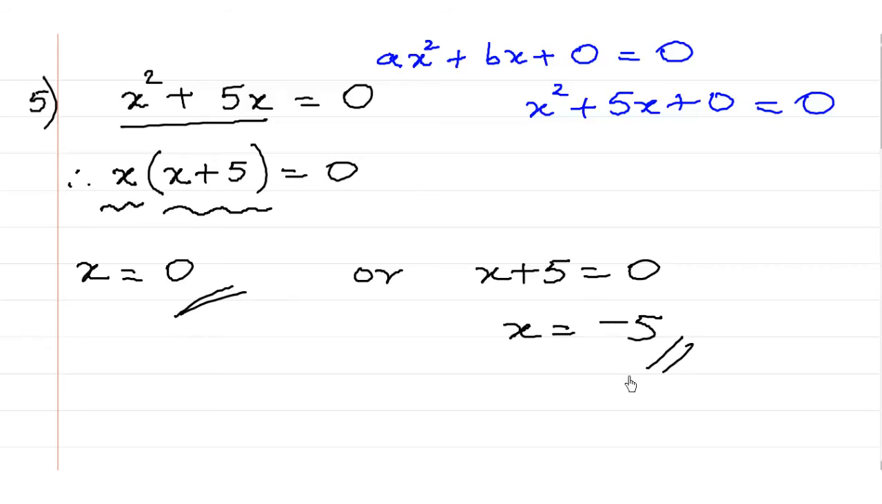So no splitting the middle term this time, and no a square minus b square also. Remember, whenever we have c is equal to 0, we should use this particular method. And whenever we have b is equal to 0, we can use a square minus b square, which we saw in the previous sum.